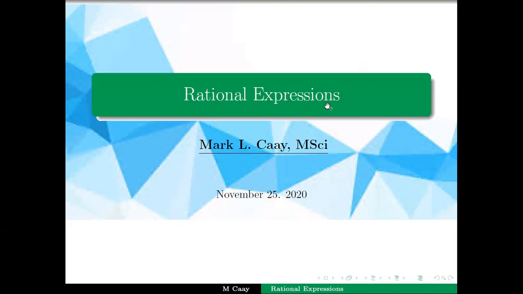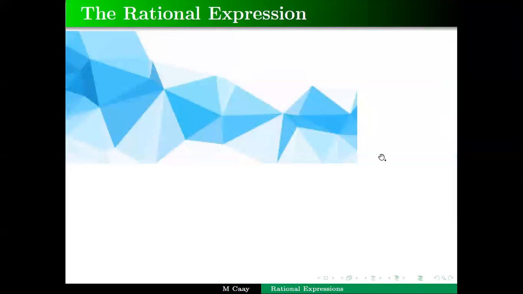Hello, welcome to our discussion for the rational expression. So this is basically part of one of the topics in basic algebra. So this is a rational expression. And what is really a rational expression?